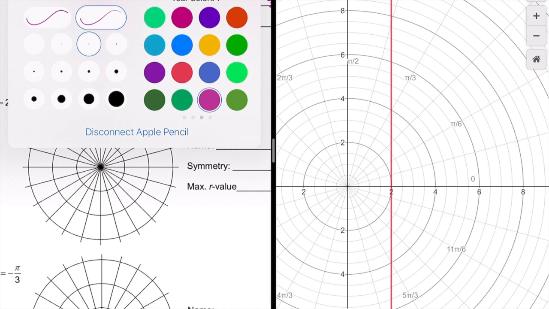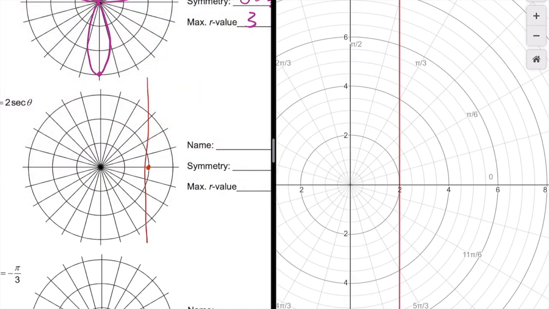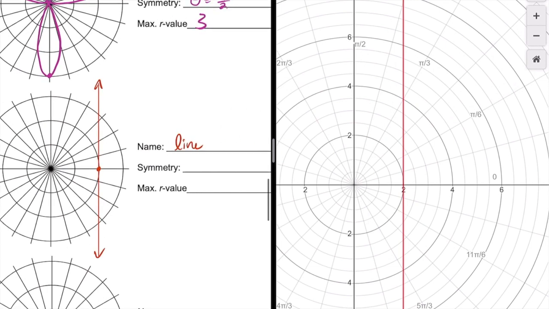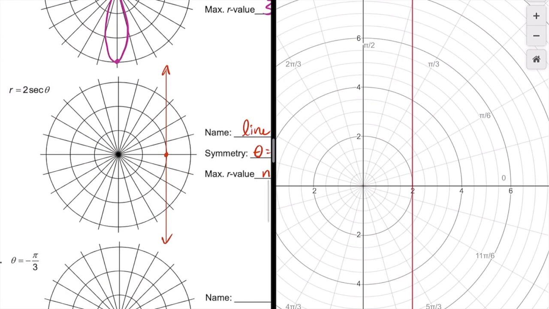So this is a line. It goes through the second circle, and then we can just draw it straight vertical. I didn't quite get that, so I'll move it over. It goes just like this. So this is a line. It's symmetrical around theta equals 0. And in terms of the maximum R value, it's going to pass through all the circles infinitely, all those larger circles, so it's not going to have a max R value. So it's interesting that in order to graph a line, we don't use sine, cosine, or tangent, but we can use secant, and we can get a vertical line.